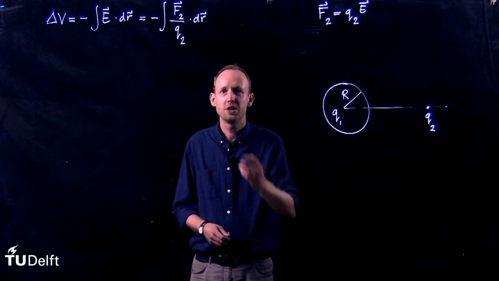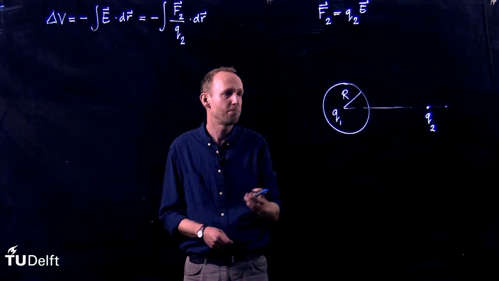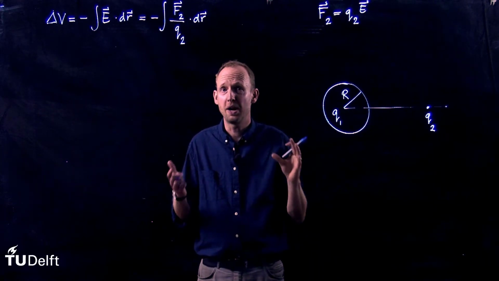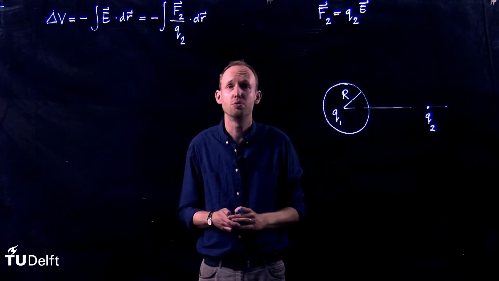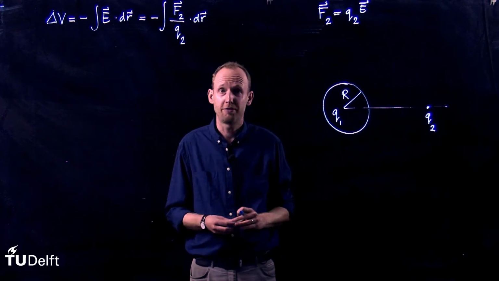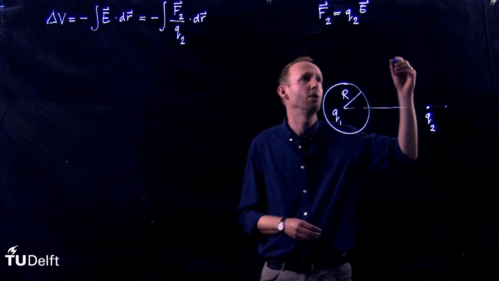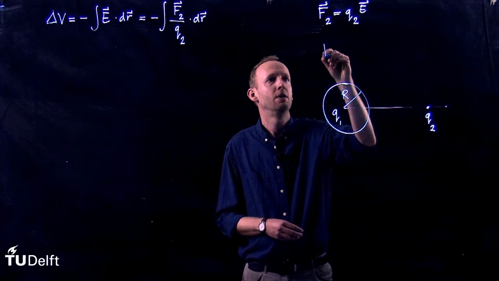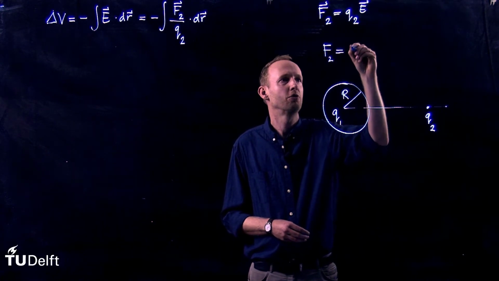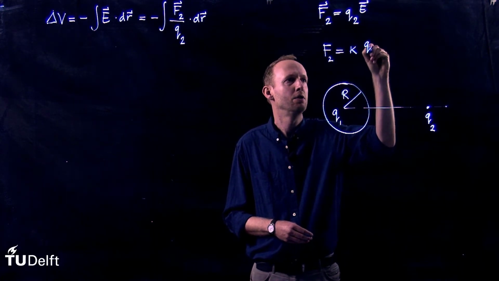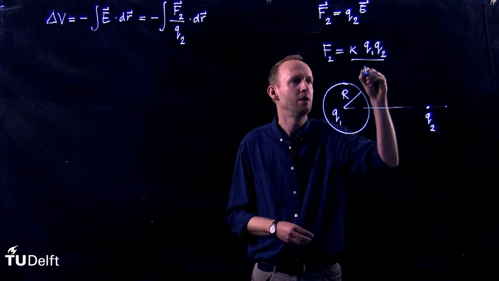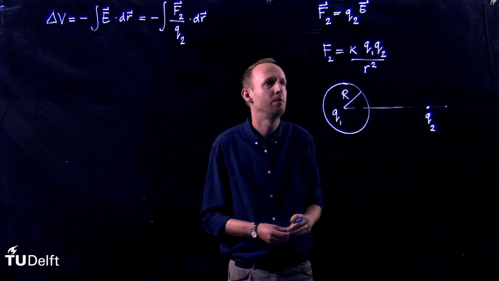Now in this situation, F2 and dr are pointing in the same direction, they are both horizontal. So this vector product we can just replace by a scalar product, just F2 times dr to keep it simple. And the magnitude of F2, which is the Coulomb force, can be written as follows. F2 equals K Q1 Q2 divided by R squared.